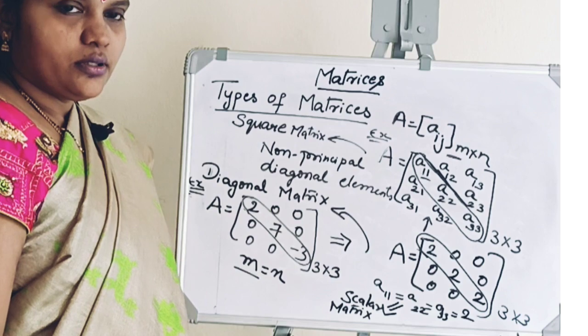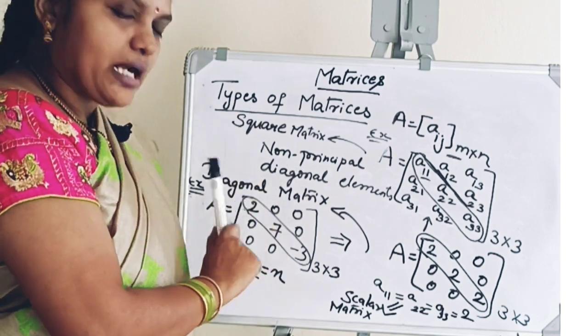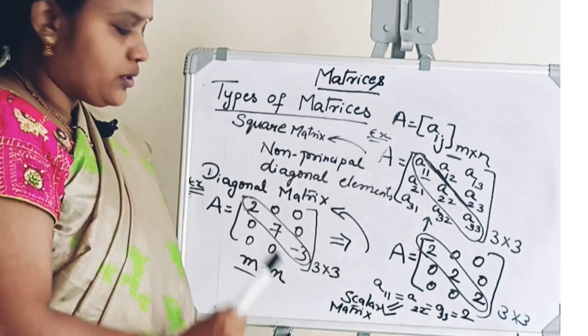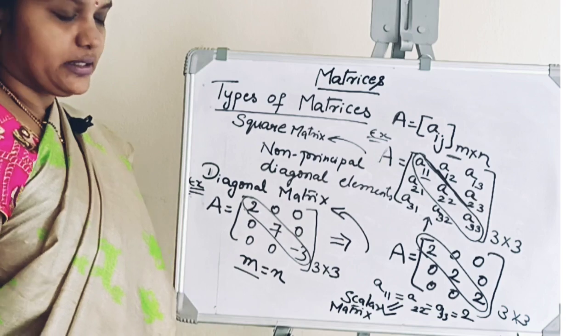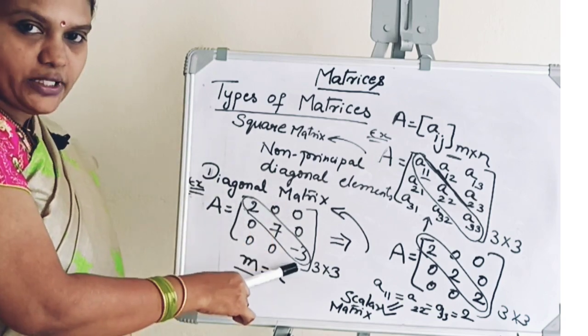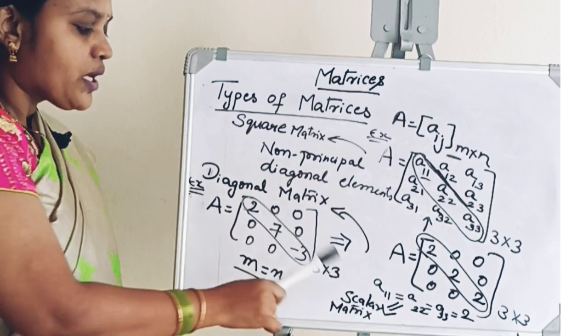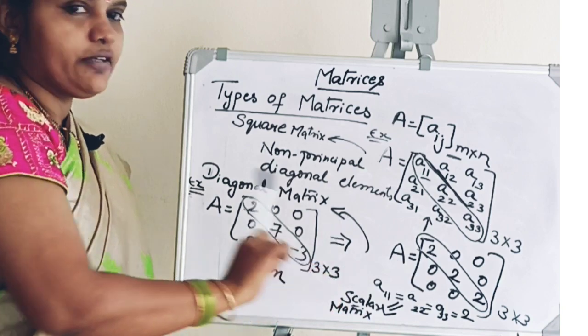Understood? Hope you understood the difference between square matrix, diagonal matrix and scalar matrix. Both diagonal and scalar matrices are obviously square matrices. But the only difference is in a diagonal matrix, the elements other than the principal diagonal elements will be equal to 0. But in a scalar matrix, the principal diagonal elements will be equal.